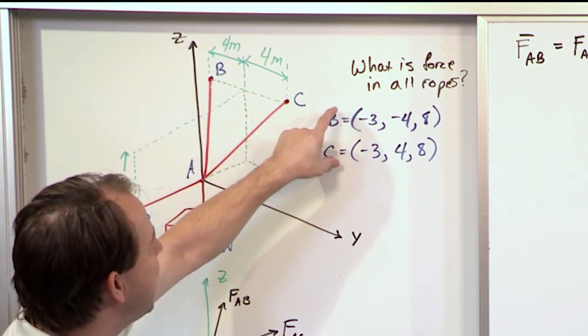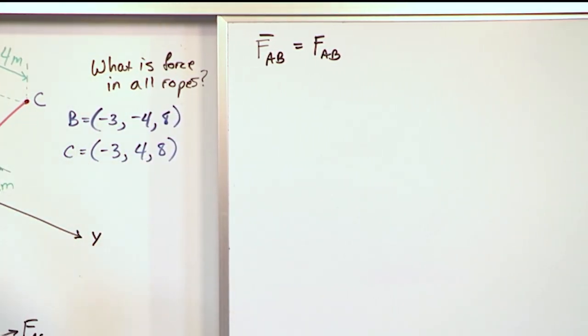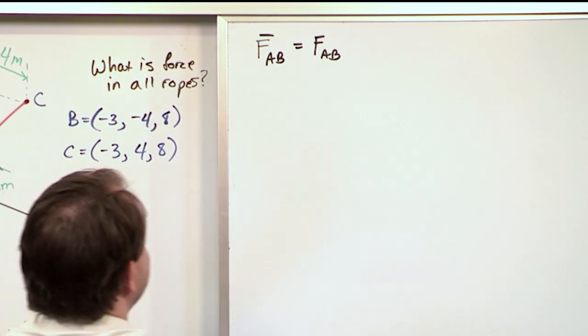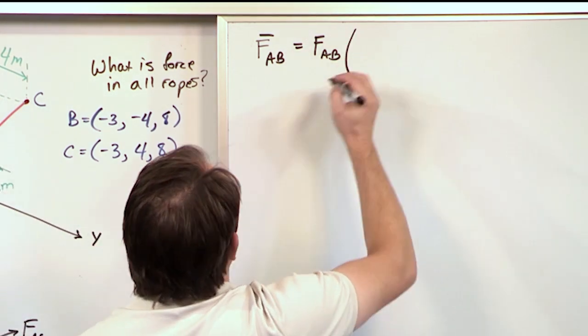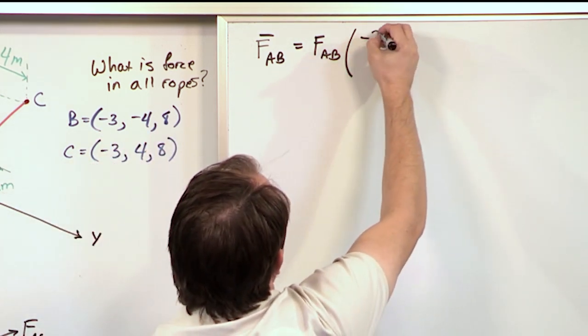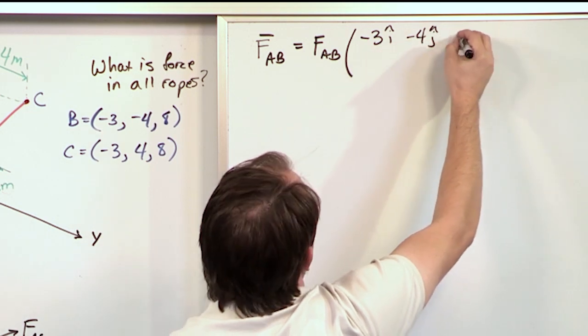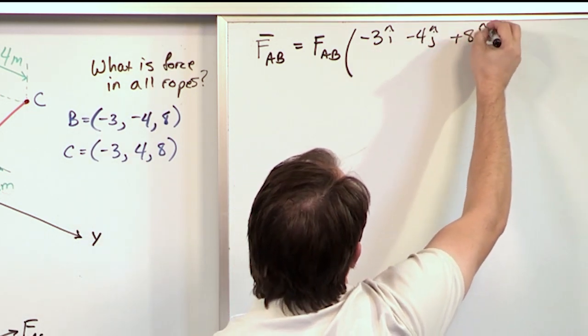Now that I have those written down, I can more easily write a unit vector in the AB direction. A unit vector in the AB direction. What is that going to be? Well, if I'm starting at the origin and I'm going to point B, it's going to be -3 in the i direction, -4 in the j direction, +8 in the k direction.